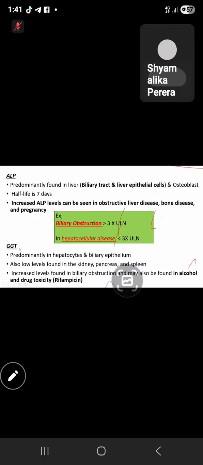The other important enzyme is gamma GT. It's predominant in hepatocytes and biliary epithelium. Low levels are also found in the kidney, pancreas, and spleen. So gamma GT is also not specific for the liver. You can have many other organs where gamma GT is present. Gamma GT levels increase during biliary obstruction and are many times found high in alcohol and drug toxicity. If you are a chronic alcohol user, your gamma GT levels are normally high.